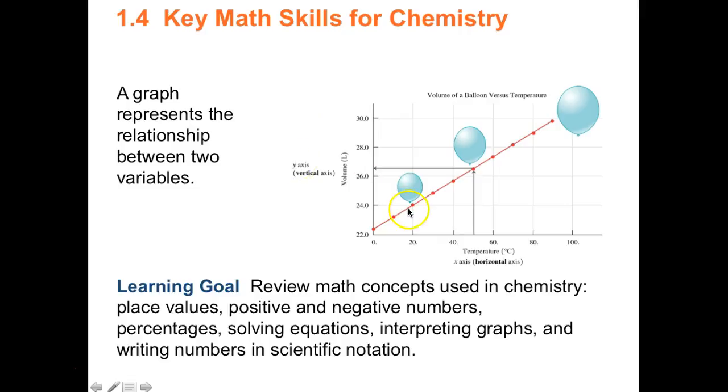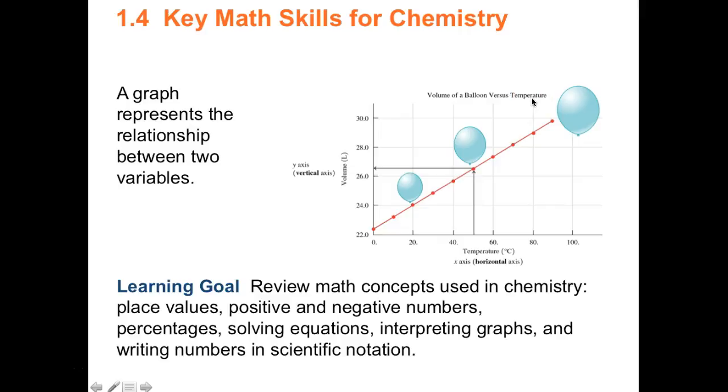This particular plot is called a straight line plot, or a straight line graph. Here what is being plotted is volume on the y-axis in liters, and temperature on the x-axis in degrees centigrade. The axis labels and the heading are called legends or labels. The heading for this graph is volume of a balloon versus temperature.